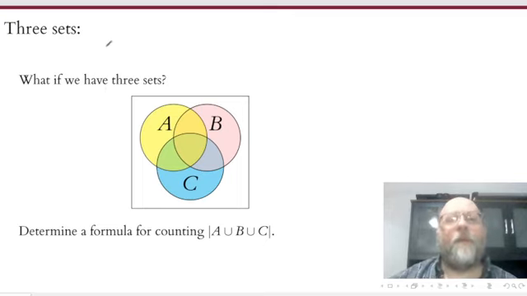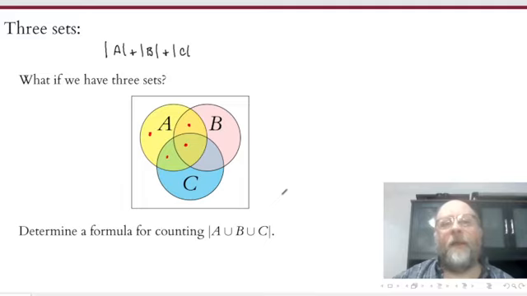Well, we can start by counting everything in A, and everything in B, and everything in C. So when we count A, we are counting this piece, and this piece, and this piece, and this piece. All of those four pieces make up A. Then when we count B, we're counting these four pieces. And then when we're counting C, we count these four pieces.